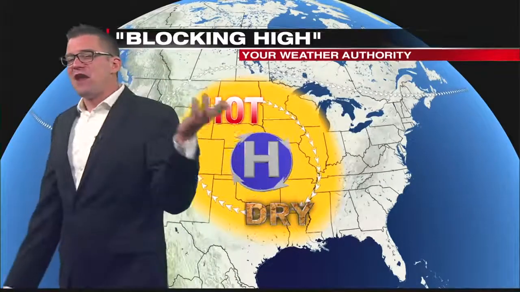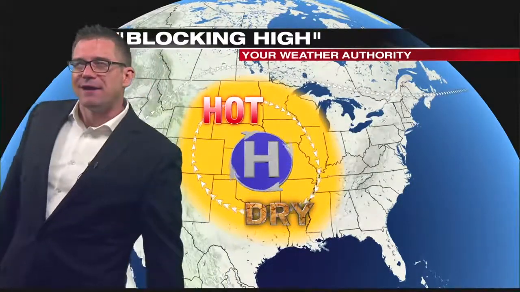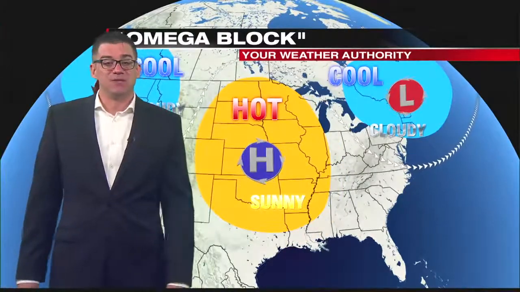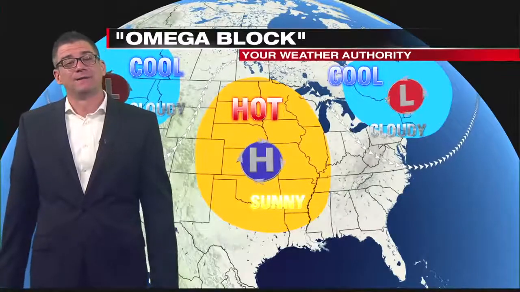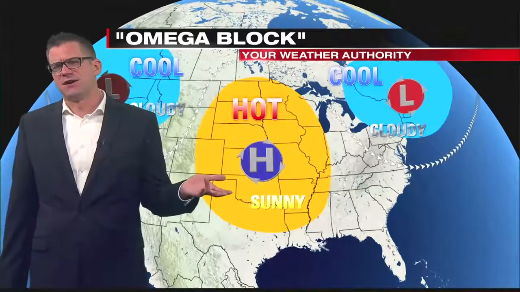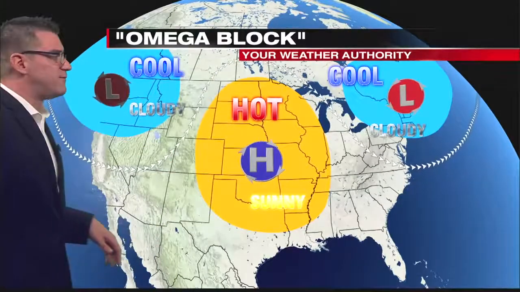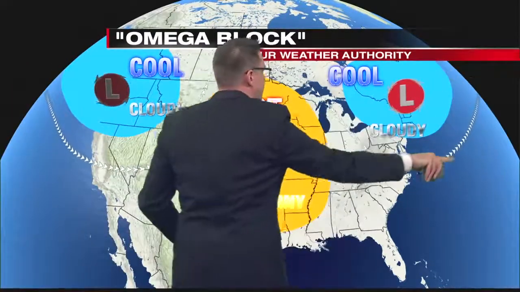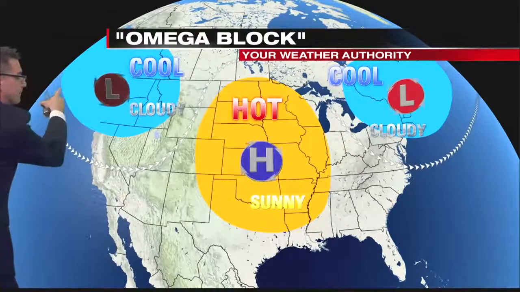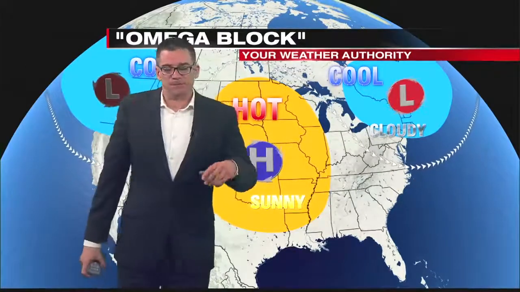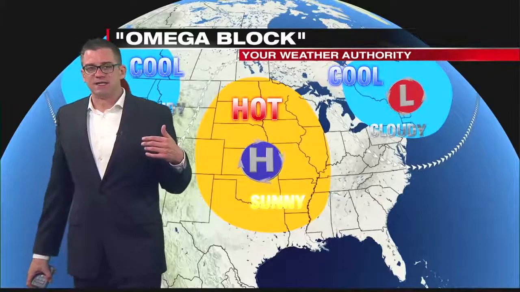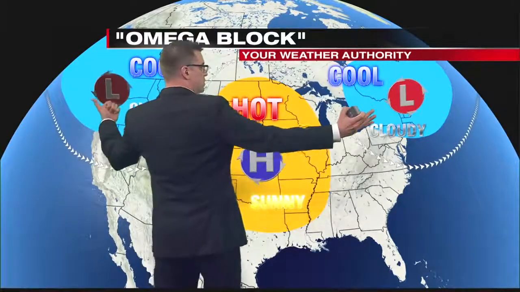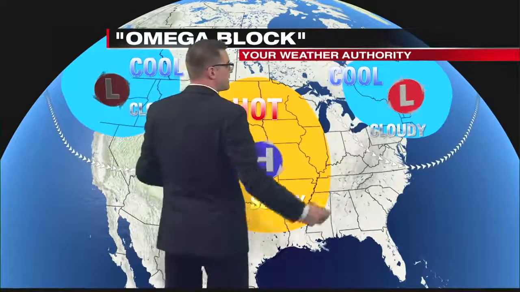Then we got into those fancy words, right? Omega, Rex. Well, if you're familiar with the Greek alphabet, something called the omega block. Why is it called the omega block? Well, if you look at the main jet stream, it kind of resembles the Greek letter omega. Basically, what the omega block is, you have a strong area of high pressure in between two lows, right?